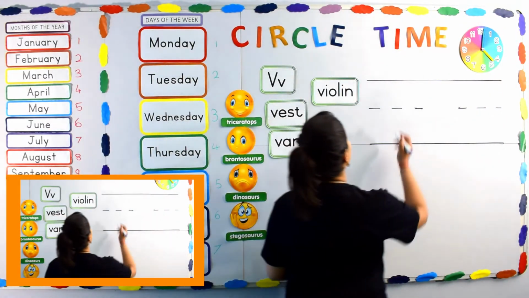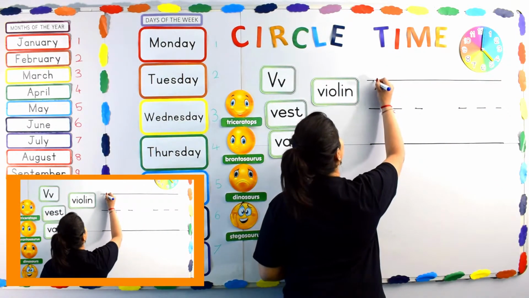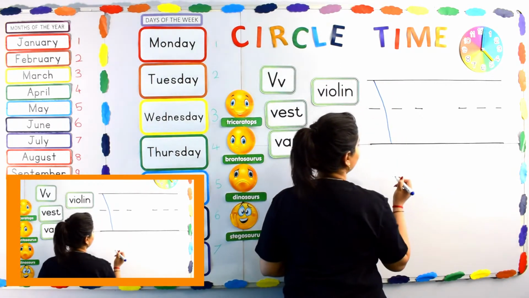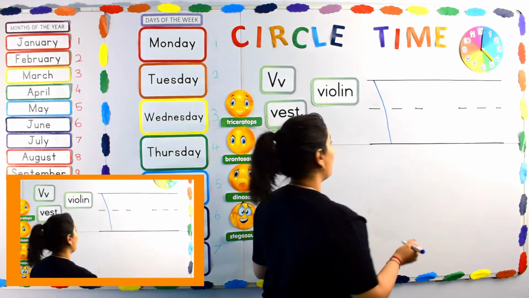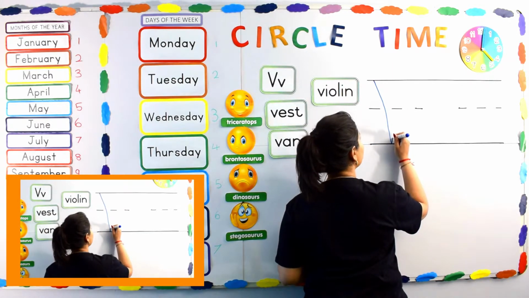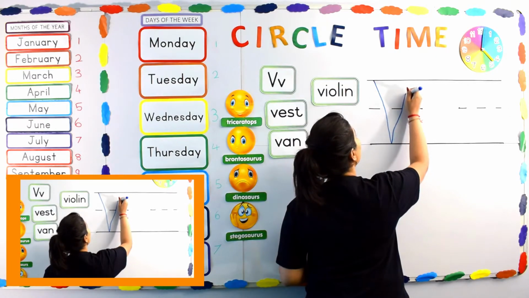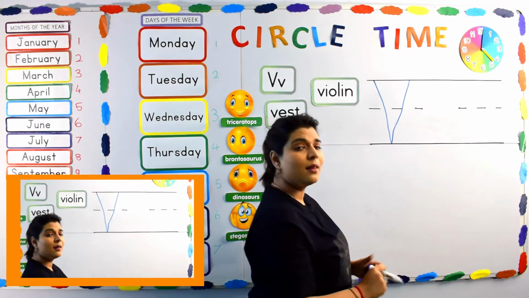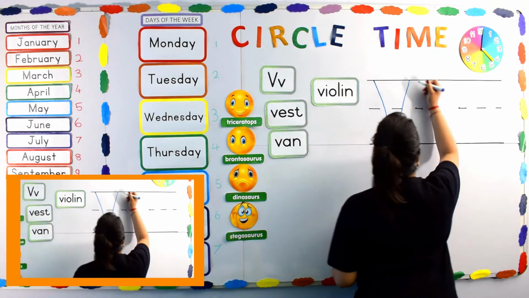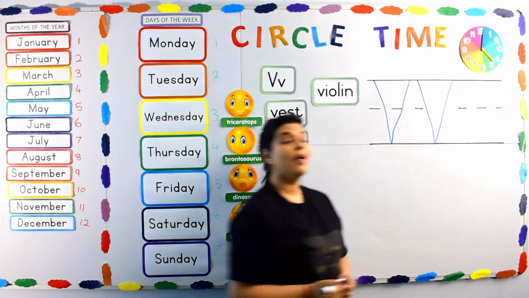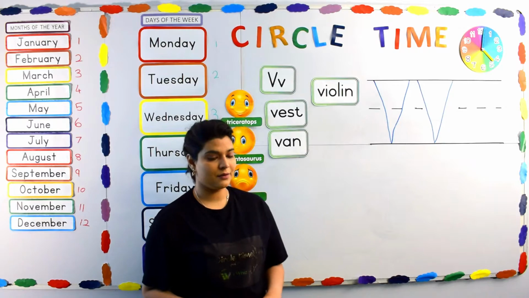To write big letter V, we need to start at the top of the line and come all the way down. Stroke number 1. Then we start right at the bottom and go all the way up. And that is stroke number 2. Let's do it again. 1, 2. That is how we write big letter V.